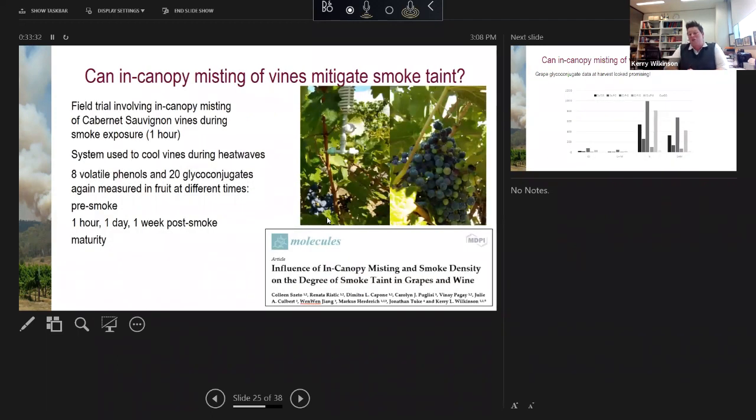More recently, the trial that we have investigated was trying to see whether we could mitigate the uptake of smoke compounds in a vineyard during smoke exposure. So a number of preliminary trials have investigated whether we can just wash grapes following smoke exposure, and does that just wash the particulate matter that might accumulate on the grapes off and therefore, alleviate the issue of the taint.